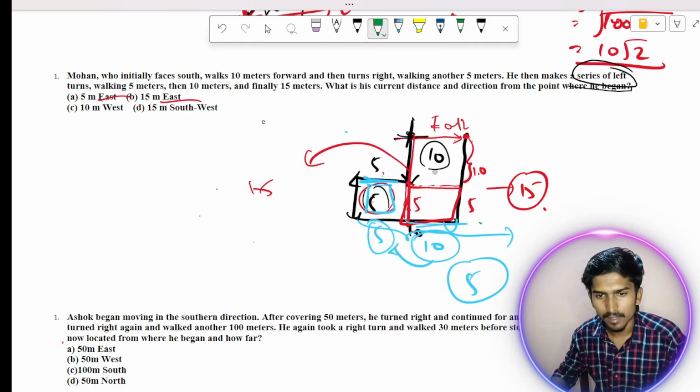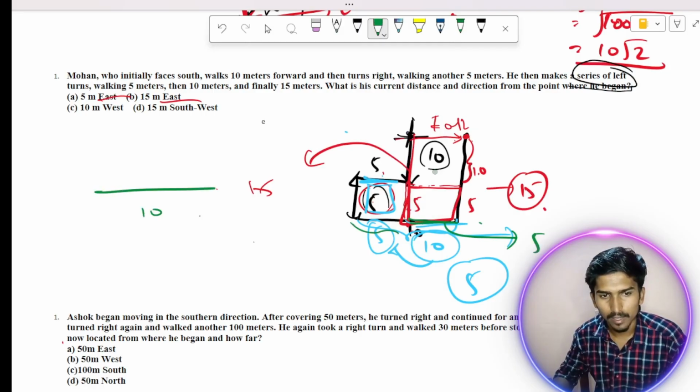This line will become 5 because the total is 10. See, I'll write here: this is total 10. Only up to here is 5. 10 minus 5 is 5. So if this is 5, this one will also become 5, because it is the exact opposite side.